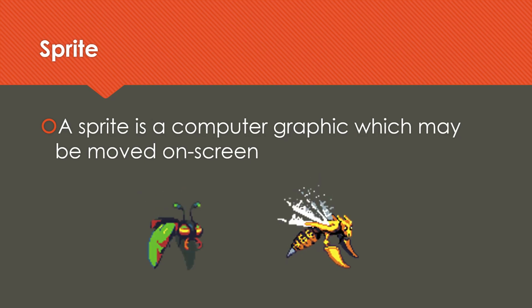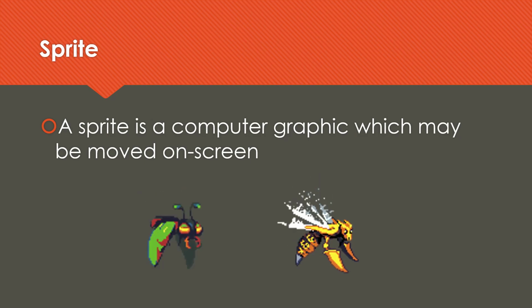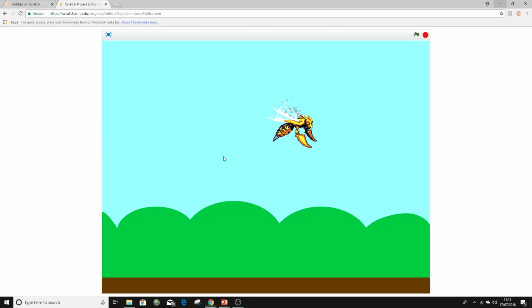We're going to add our character or our sprite in first onto Scratch. So hopefully by the end of this tutorial you're going to be able to have a wasp, and when you click on your spacebar it should buzz and it should follow your mouse around as though it's trying to attack you. So that's what it looks like. That is what a good one looks like.